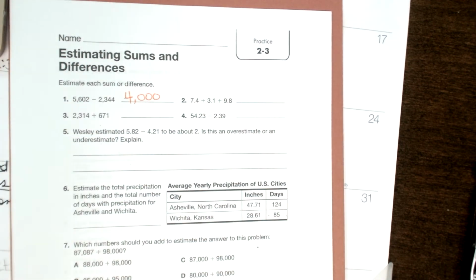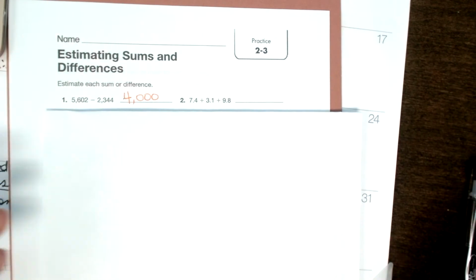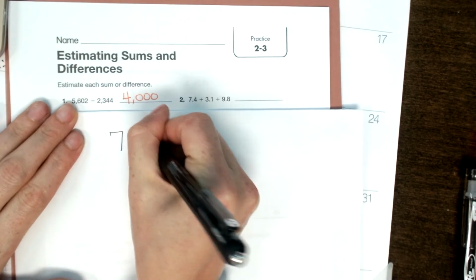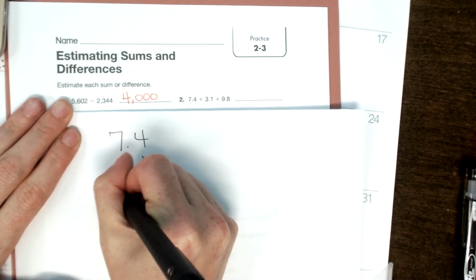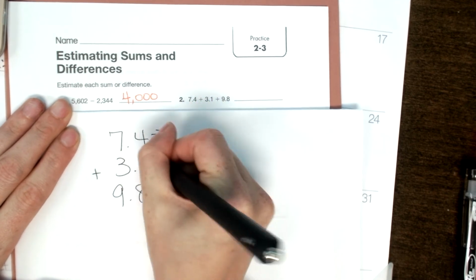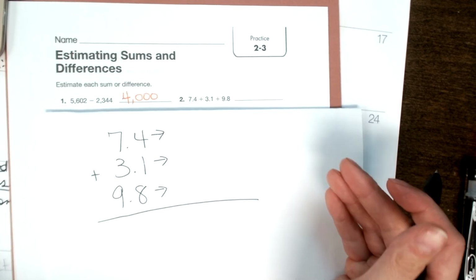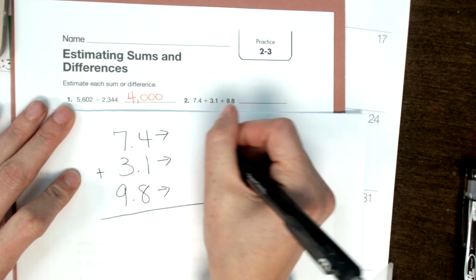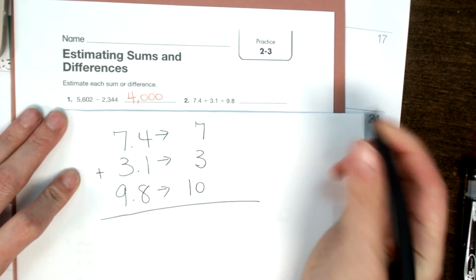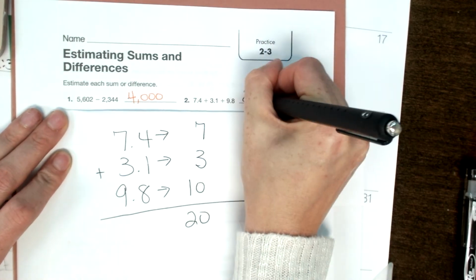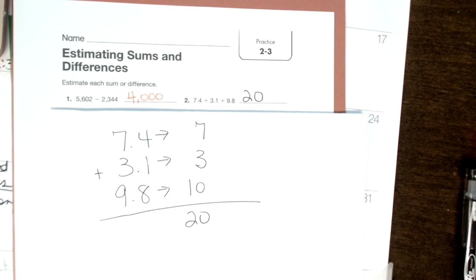When I'm estimating sums and differences and I have decimals, I generally try to get rid of those decimals, and I'll either round down or up according to what the decimal is. So for number 2, I always like to line my numbers up: 7.4, 3.1, and 9.8, and we're adding. So I'm going to change all these and just estimate it, change the numbers around to the closest number in the one spot. So 7, 3, and 10, and I can add all that up in my head. 7 plus 3 is 10, 10 plus 10 is 20. And that's the number I got. And that's actually what the book has. They may have done it a different way.